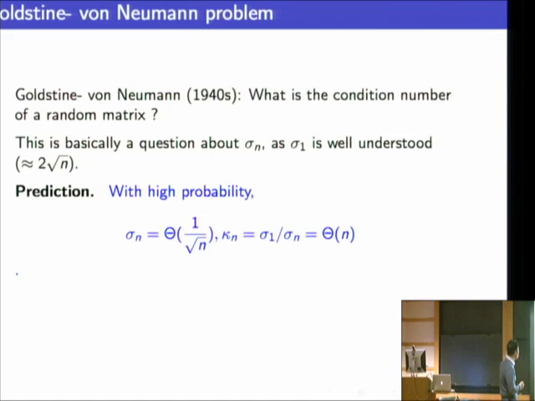I will not prove anything about this, but it is fairly well known that in the ratio between sigma 1 and sigma n, sigma 1 is quite well understood, and it is basically of order square root n. It's roughly 2 times square root n. So the question is to estimate the smallest singular value, the flatness of this ellipsoid.